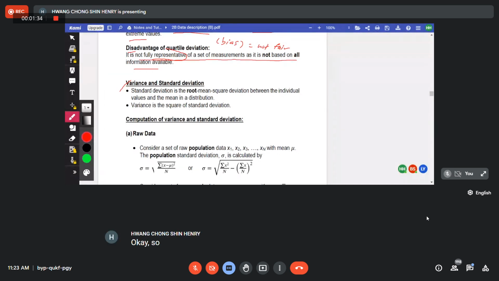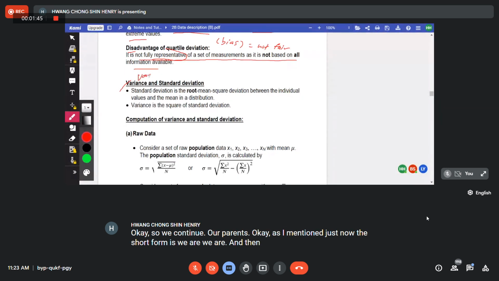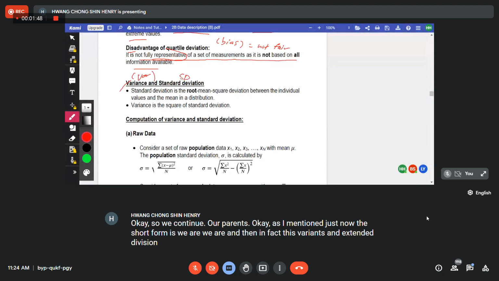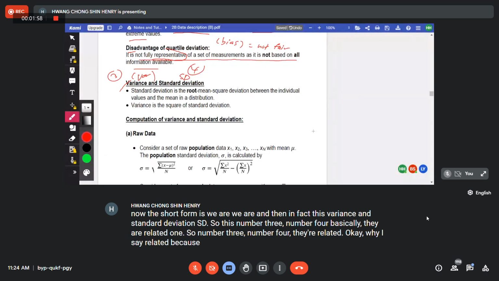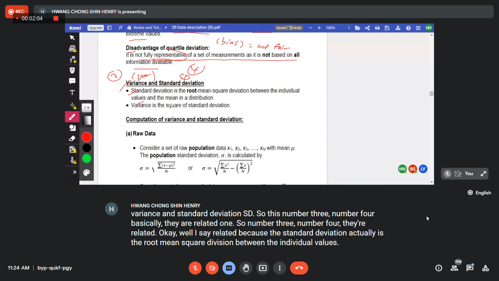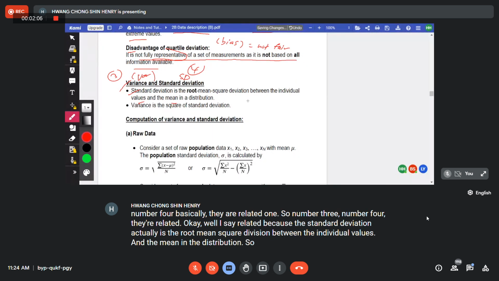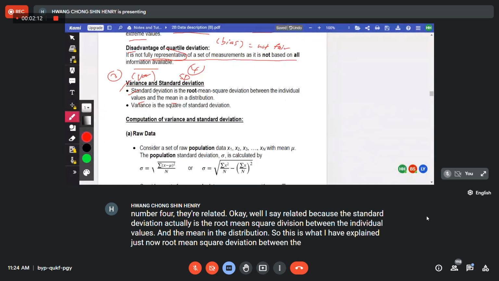Okay, so I will continue. Variance. As I mentioned just now, the short form is VAR, and then this variance and standard deviation, STD. So this is number 3 and number 4. Basically, they are related. Why do I say related? Because the standard deviation is actually the root mean square deviation between the individual values and the mean in the distribution. This is what I have explained just now.